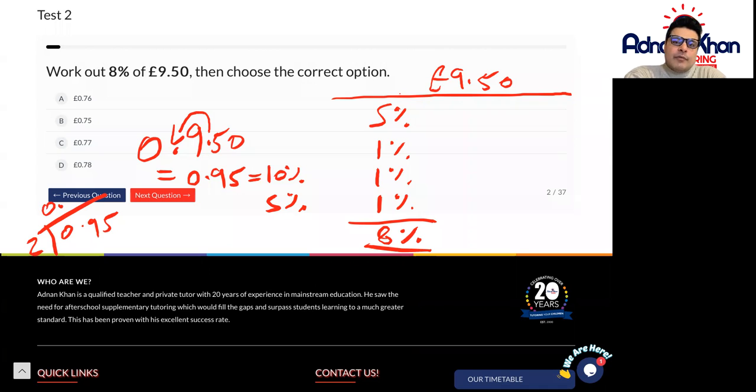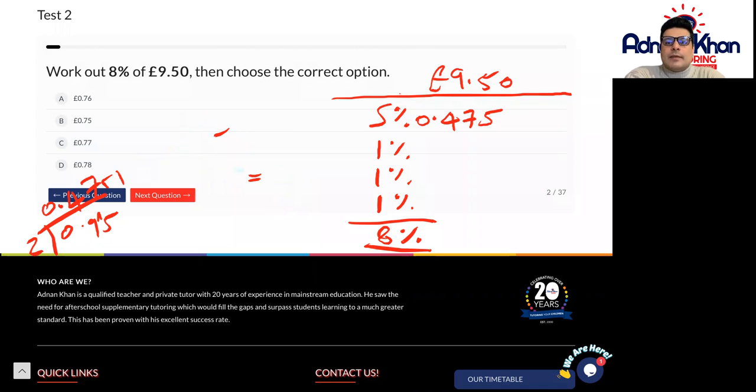2 goes into 9 4 times, because 2 times 4 is 8, remainder 1. How many times can 2 go into 15? 2 goes into 15 7 times, because 2 times 7 is 14. That gives us remainder 1. And then we just divide 1 by 2, and that gives us 0.5. So 5% is going to be 47.5. So it's going to be 0.475 will be 5%. Now to work out 1%, we actually move the decimal point to the left twice.